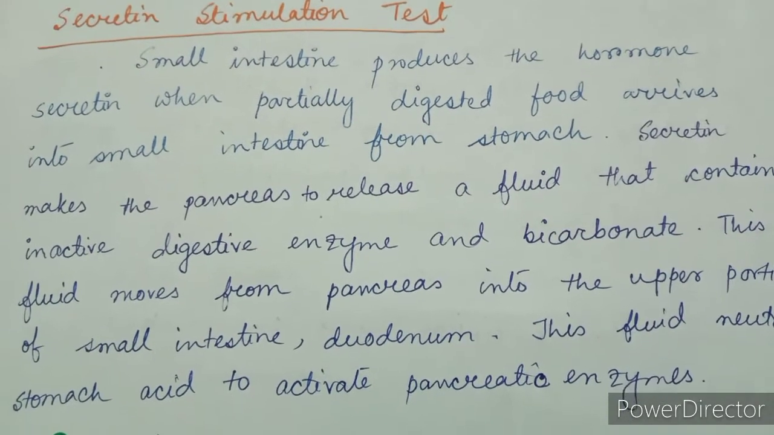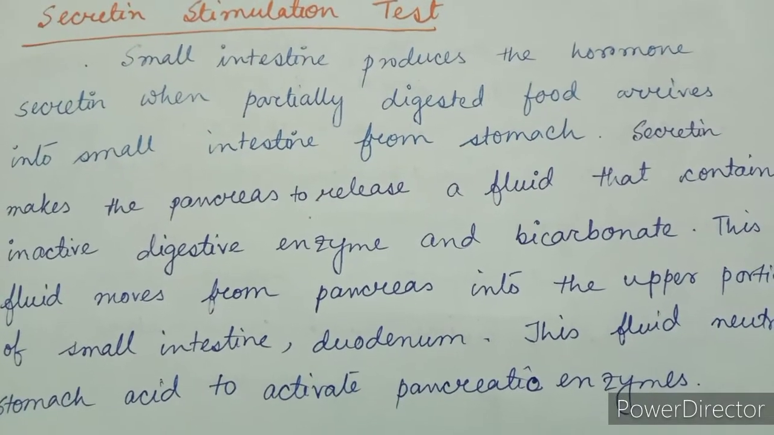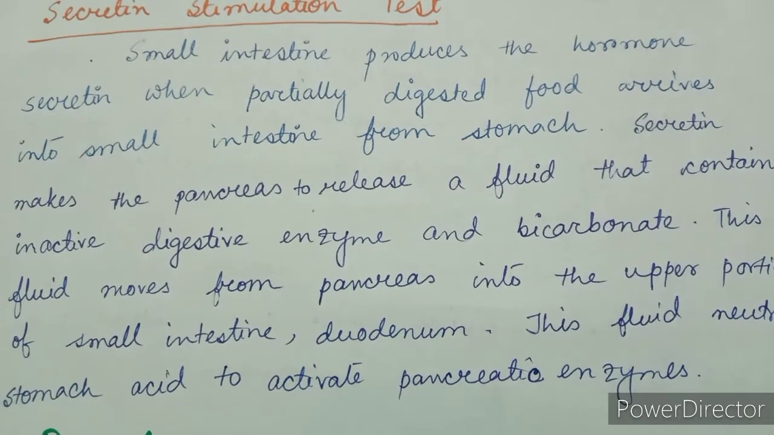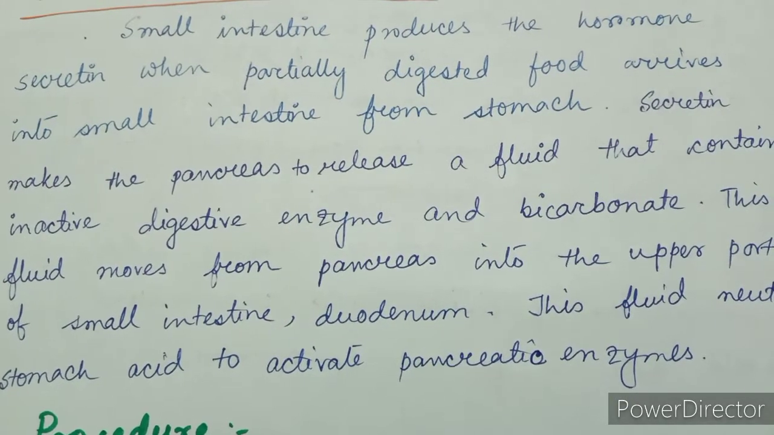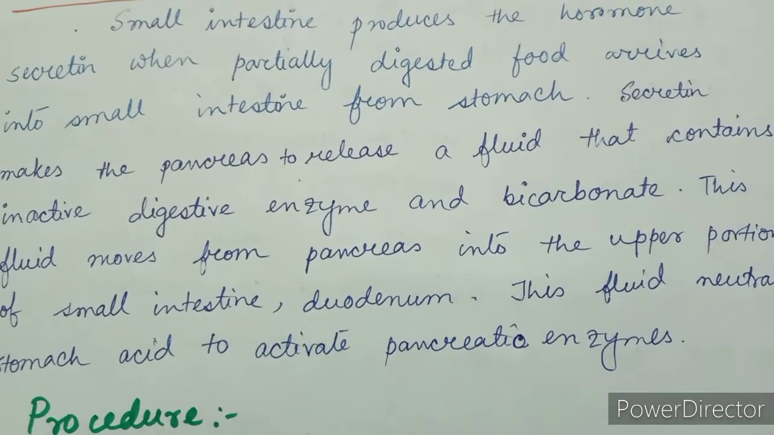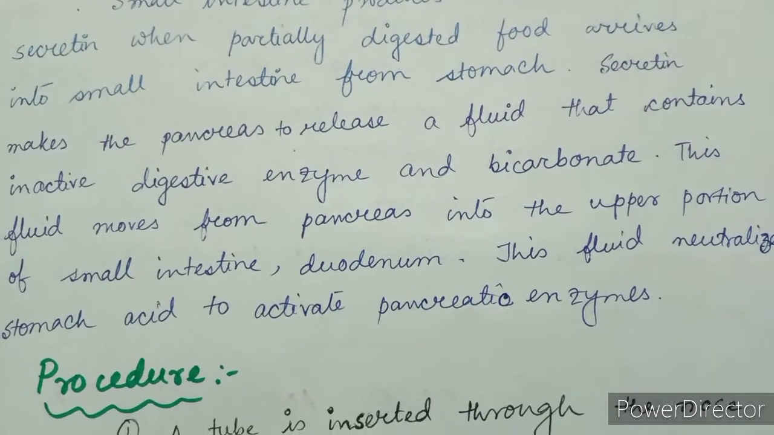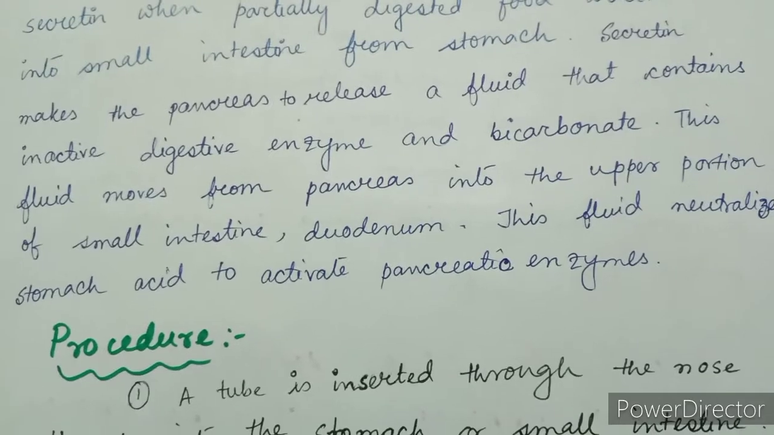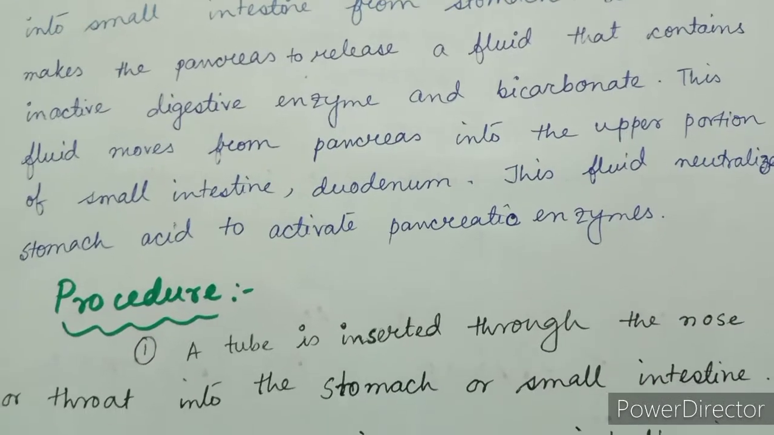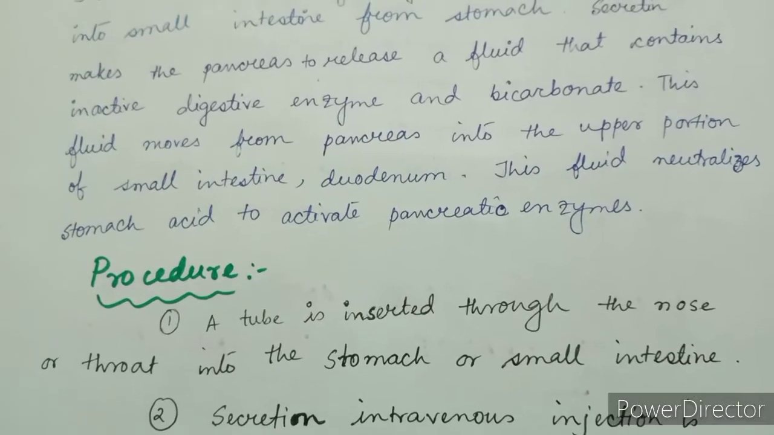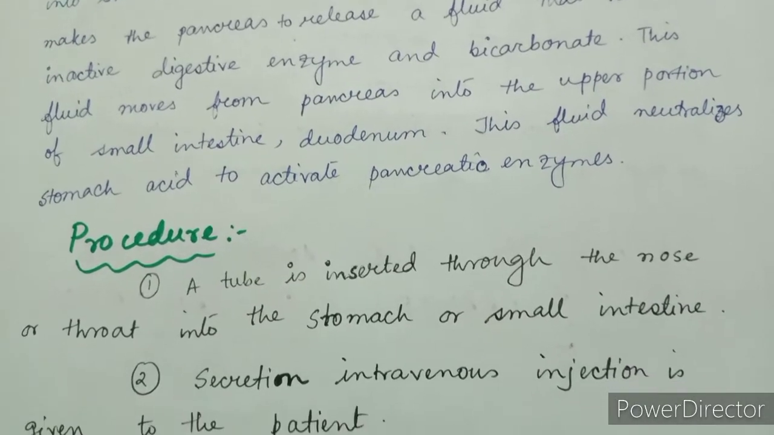Secretin stimulation test. Small intestine produces the hormone secretin when partially digested food arrives into small intestine from stomach. Secretin makes the pancreas release a fluid that contains inactive digestive enzyme and bicarbonate. This fluid moves from pancreas into the upper portion of small intestine, duodenum. This fluid neutralizes stomach acid to activate pancreatic enzymes.